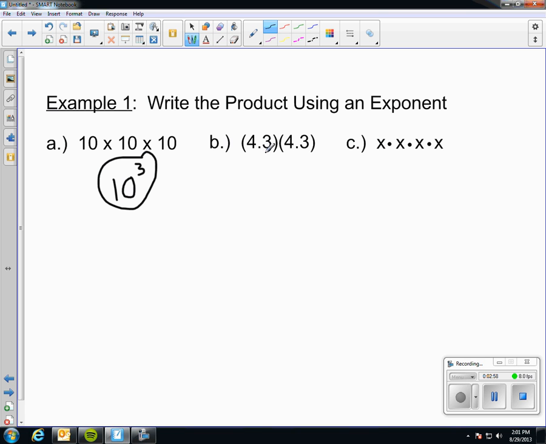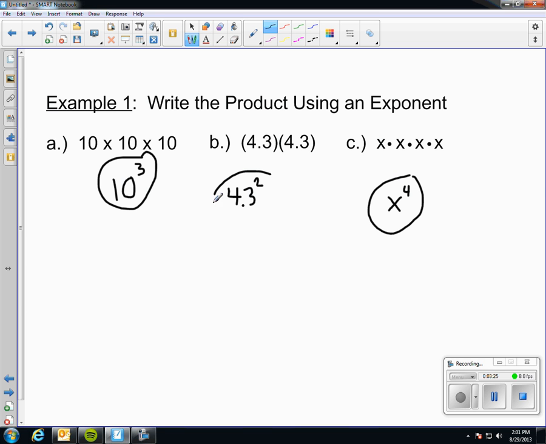You're done. For B, 4.3 is the number I'm multiplying, so I'm going to put 4.3. And since I'm multiplying it twice, that's 4.3 squared, or 4.3 to the second power. In our last example, the base number is x. That is the number that I'm multiplying over again. That's my base number. So I have x. Since I have 1, 2, 3, 4 of them, I'm doing x to the fourth power. And that is my final answer.